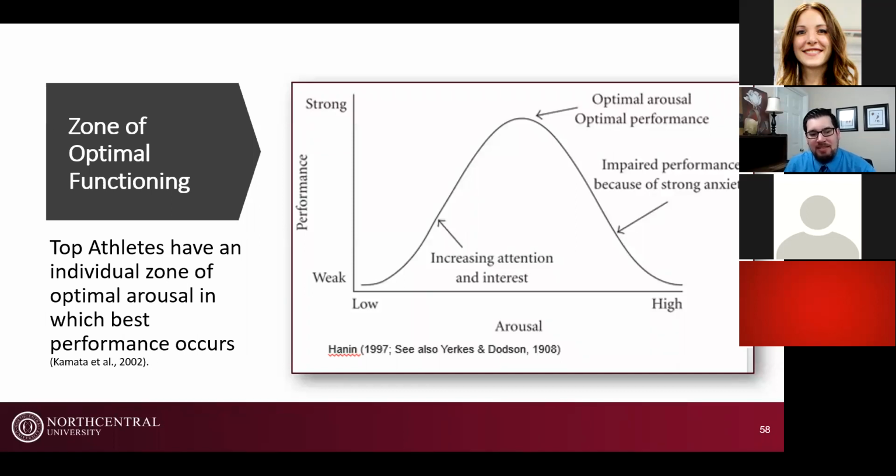The top athletes have an individual zone of optimal arousal, and I would suggest learners do too. And this zone of optimal arousal is the zone in which best performance occurs. If we value learning or performing, we feel that it matters, and therefore we feel stress to do well. If we don't value something, we don't perform at high levels.